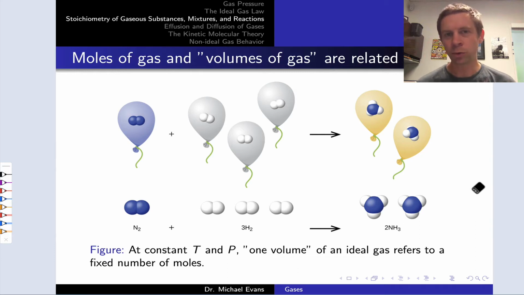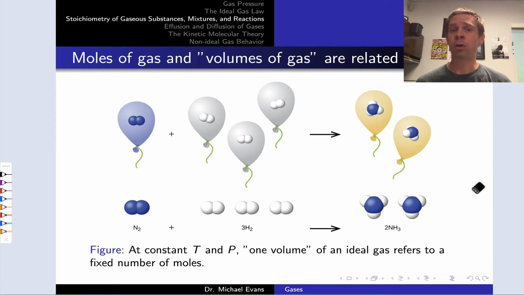In this video, we're going to apply Avogadro's law to help us see how we can use the volume of gases in stoichiometry calculations for gaseous reactions happening at constant temperature and pressure. Recall that Avogadro's law tells us that at constant temperature and pressure, the volume of a gas is directly proportional to its numbers of moles.